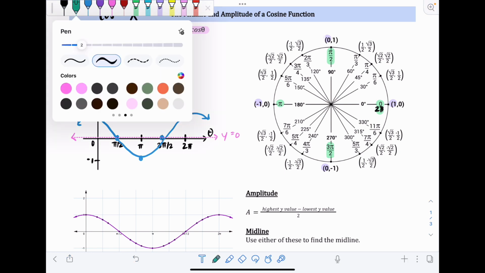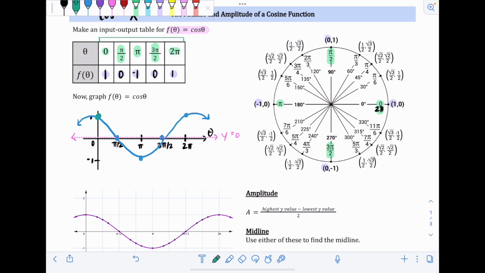So all the way up here at 0, 1, that's a maximum, and that's where cosine starts. So sine started at the midline itself, and then it went upward. Cosine starts exactly at its maximum, and then it goes down from there. And then halfway through the cycle, cosine is going to hit a minimum down here. And then at the end of the cycle, at the beginning of the new cycle, it's going to hit a maximum again.